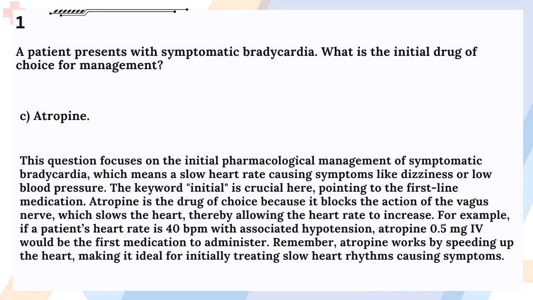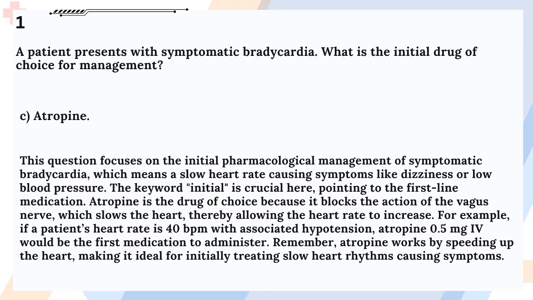Answer: C. Atropine. This question focuses on the initial pharmacological management of symptomatic bradycardia, which means a slow heart rate causing symptoms like dizziness or low blood pressure. The keyword initial is crucial here, pointing to the first-line medication. Atropine is the drug of choice because it blocks the action of the vagus nerve, which slows the heart, thereby allowing the heart rate to increase.